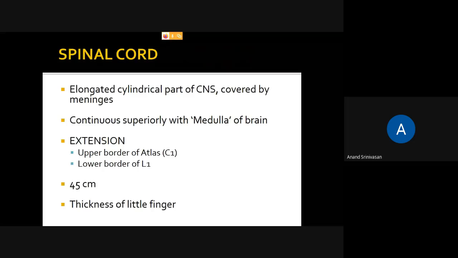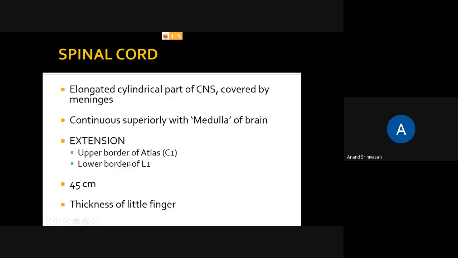Now let's see about the spinal cord. You know that it is a cylindrical structure and is covered by meninges, same as the brain. It is continuous superiorly with the medulla of the brain. The spinal cord continues and is attached to the brain through the medulla.